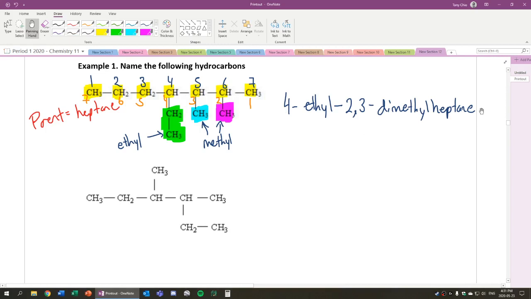So if I was a chemist and I was reading this, I could read this as there is an ethyl group on the 4th carbon of my parent chain. There are 2 methyls on my 2nd and 3rd carbon, and it's a heptane. My parent is a heptane chain. Let's look at the next example.